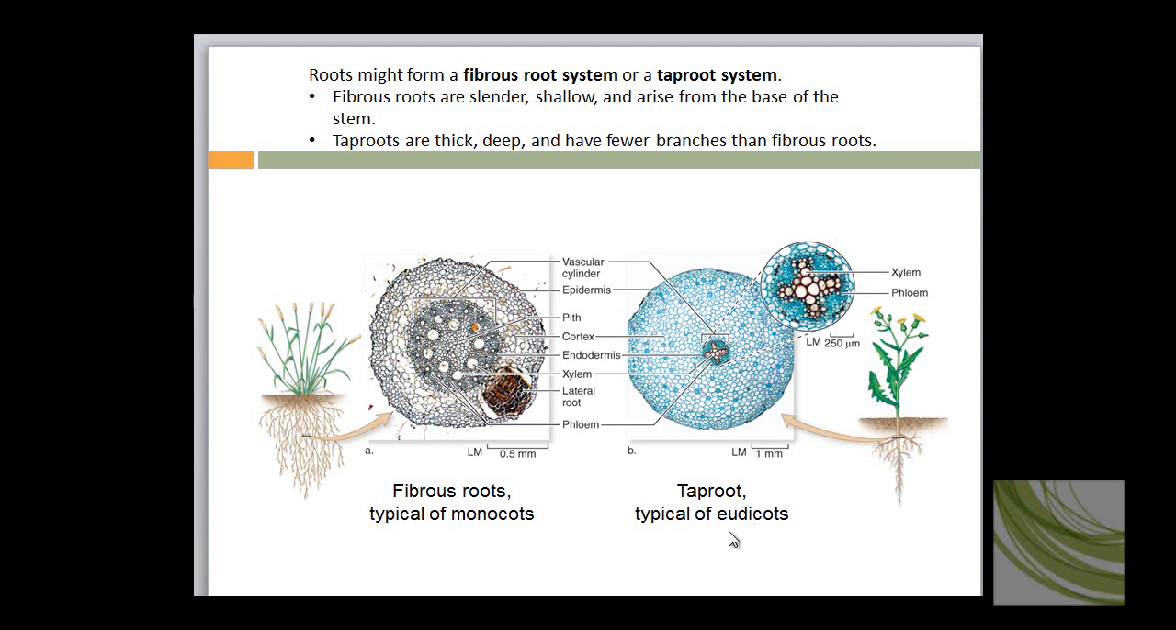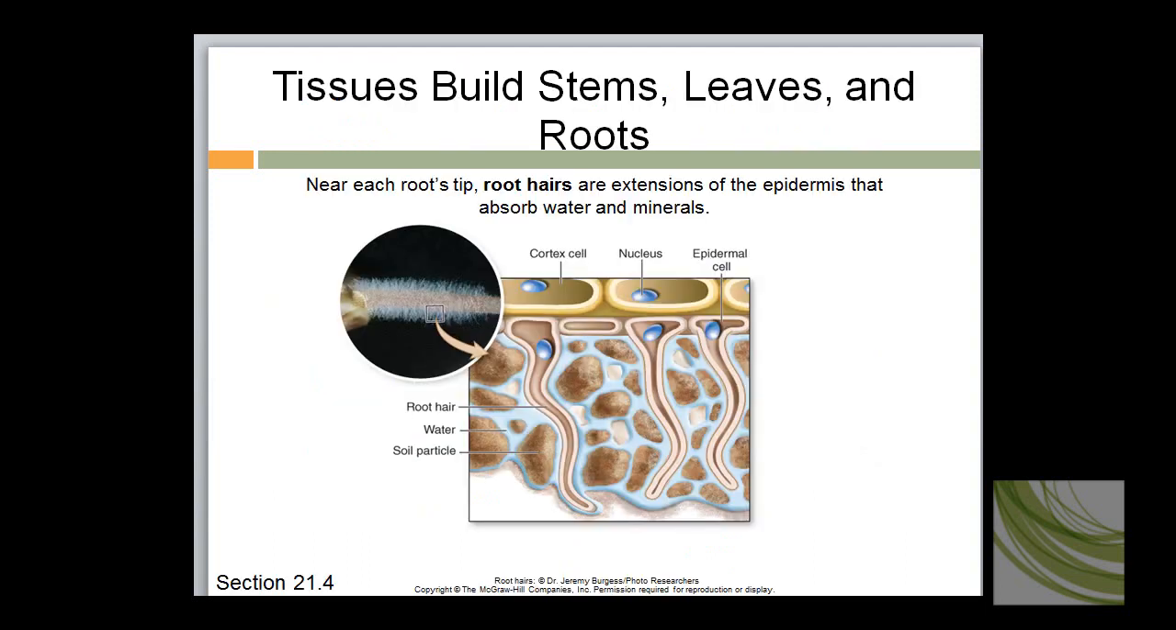Now they're saying eudicots, and that is technically correct, but we have monocots and dicots, which is the way it's usually pronounced, and so dicots and eudicots are synonyms.